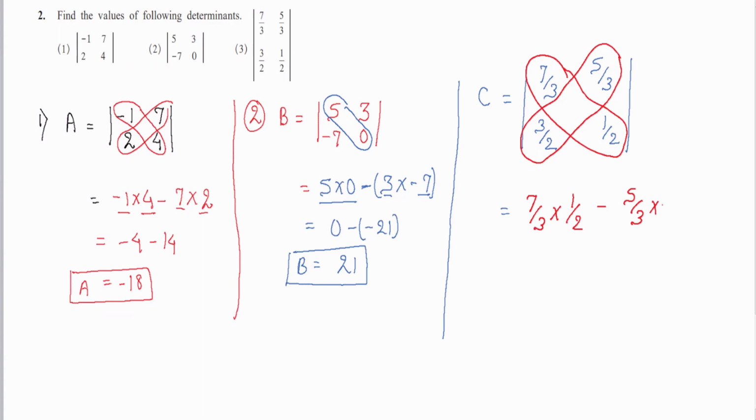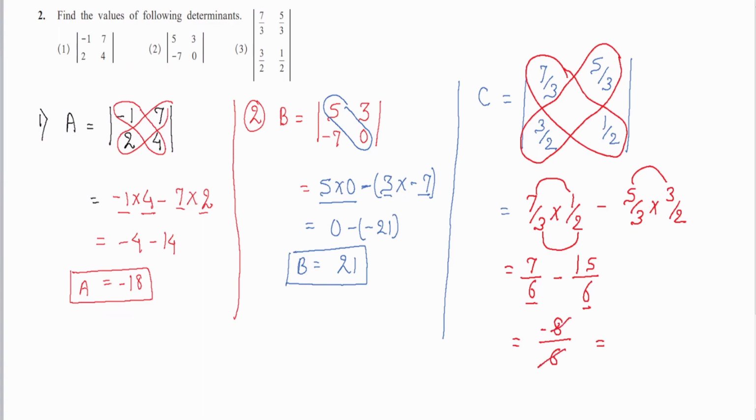5/3 multiplied by 3/2. So in multiplication, numerator will be multiplied with numerator और denominator का multiplication denominator से होगा. So 7 1s are 7 and 3 2s are 6, minus 5 3s are 15 and 3 2s are 6. Because denominator same है और subtraction करना है तो हम directly subtract कर सकते हैं. Denominator will be written only once. Okay, and 7 minus 15, so we'll get answer -8.